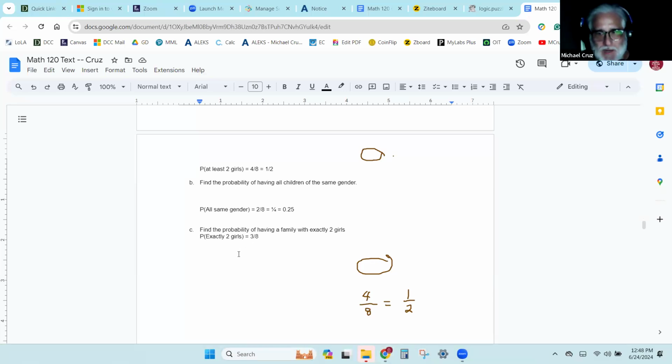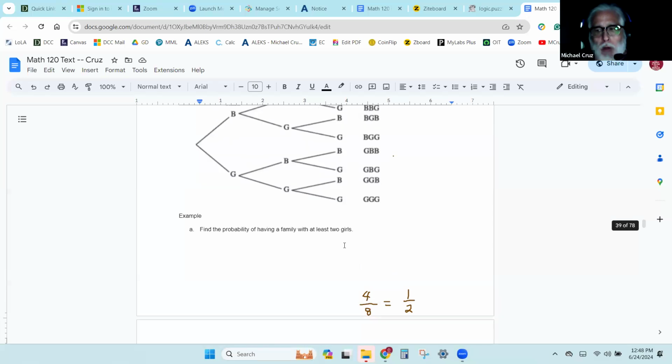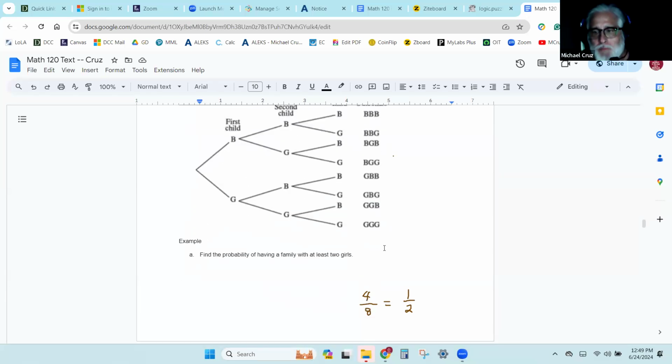Probability of having exactly 2 girls. So we look for the ones that have exactly 2 girls. We don't want ones that have more than 2 girls. We don't want any that have less than 2 girls. We want ones that have exactly 2 girls.